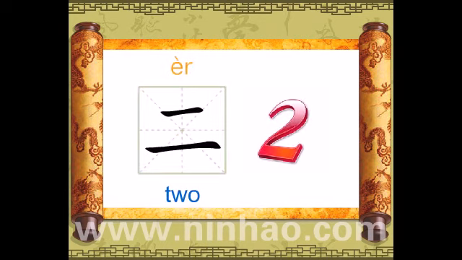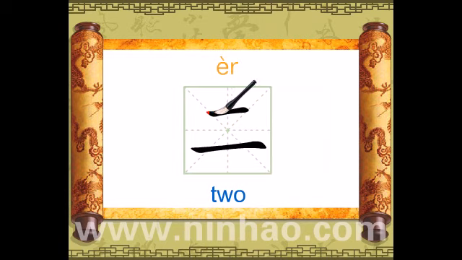The first is the character for 2, 二. It consists of two horizontal strokes with the bottom line longer than the top one. When you write this character, go from top to bottom. We finished writing the character for 2, 二.